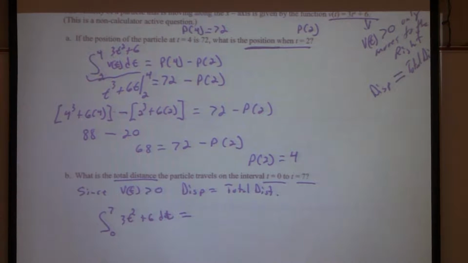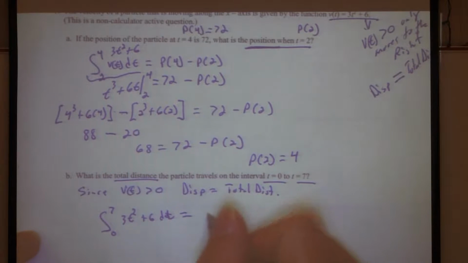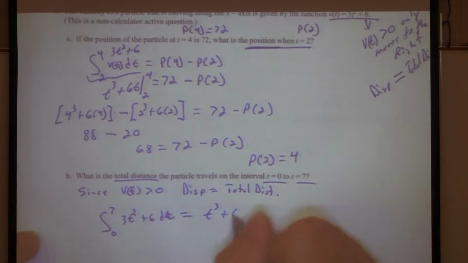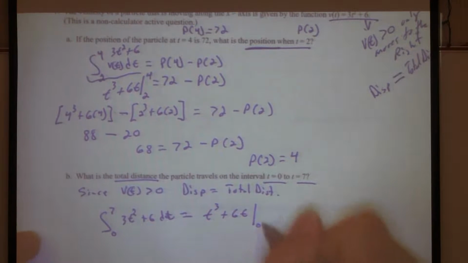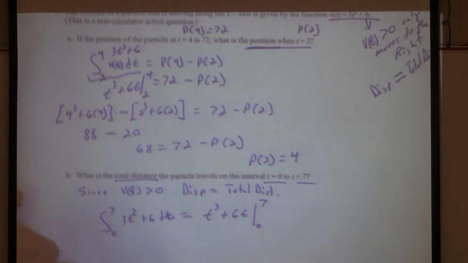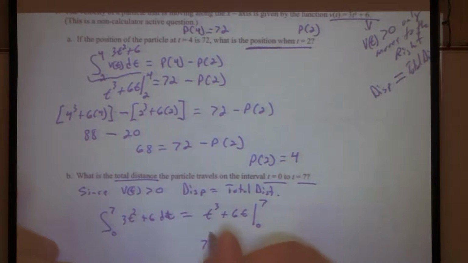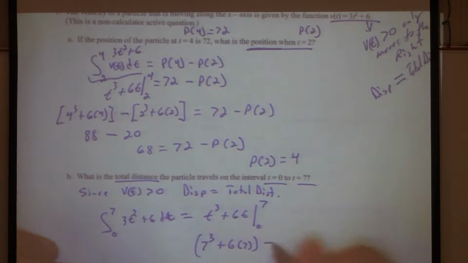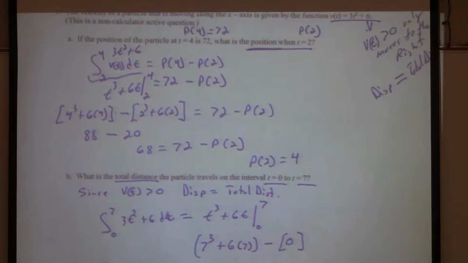If I integrate this, what would we get? I mean, we already did it. T cubed plus 6t evaluated from 0 to 7. So let's do it. 7 to the third plus 6 times 7 minus, if I put 0, what are we going to get? 0. So that's awesome. They were nice. They only gave us one hard one.